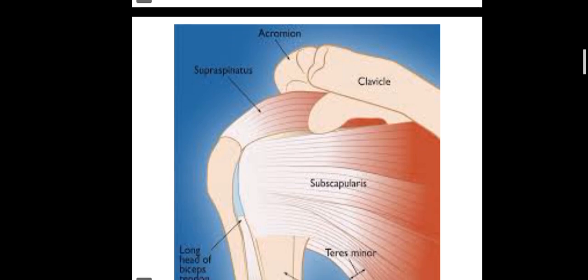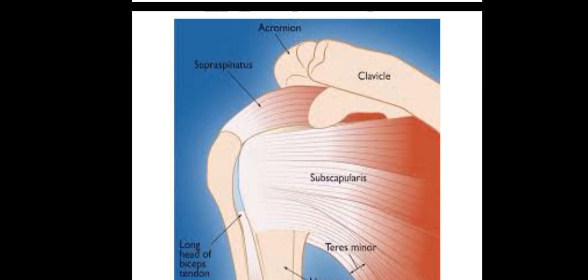Alright, so this is taking you through the muscles that form the rotator cuff. As for me, I generated a memory aid for this, and I call it SITS, that's S-I-T-S. You find the supraspinatus, the infraspinatus, the teres minor, and the subscapularis. They are the four muscles that form the rotator cuff.